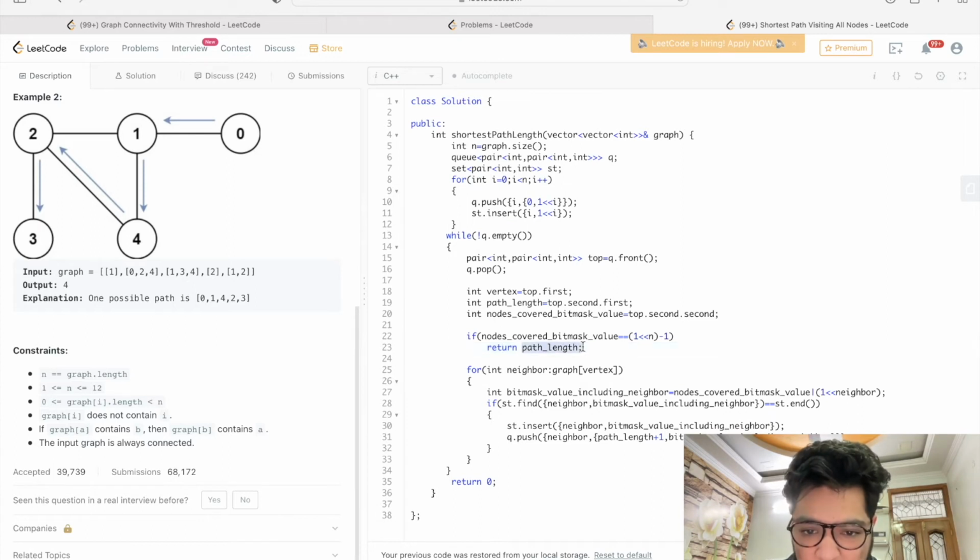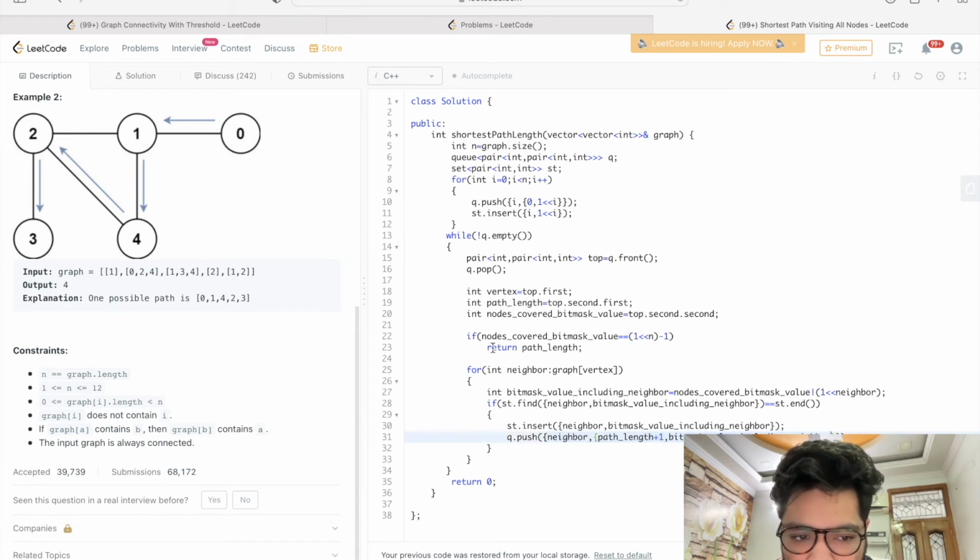In that case, you would return the path length, and otherwise you would visit the neighbors. You would check if including that particular neighbor, your bit mask value and that neighbor is already in the set, then you won't visit it and won't push it into the queue. If it's not in the set, then you would insert it into the set, increase the path length, push that neighbor into the queue, and continue with this process.